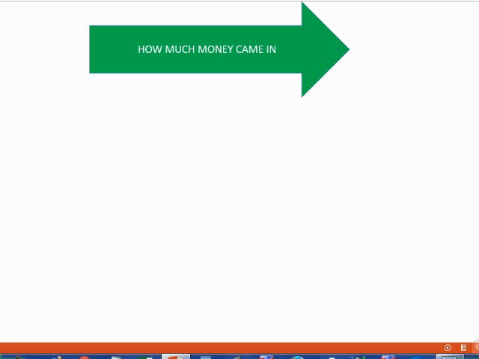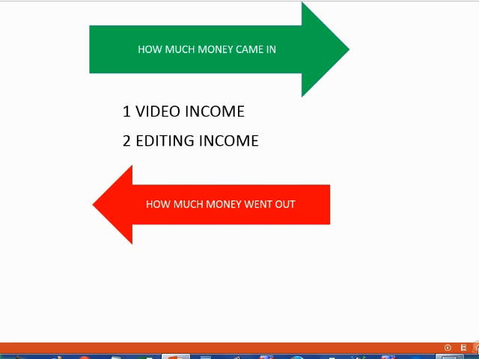Well, in Holden's example, he offers two services to his customer, so all he would have to do is find out the total money that came in from video jobs plus the total money that came in from the editing jobs. Well, then how would he know how much money went out?